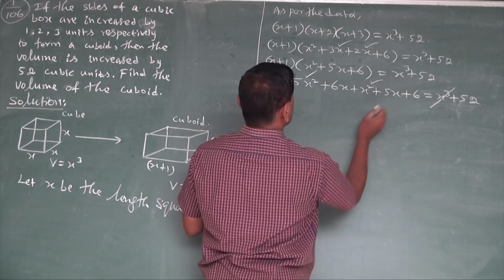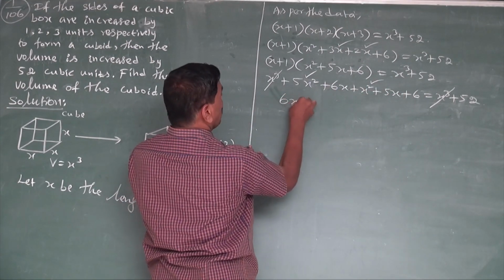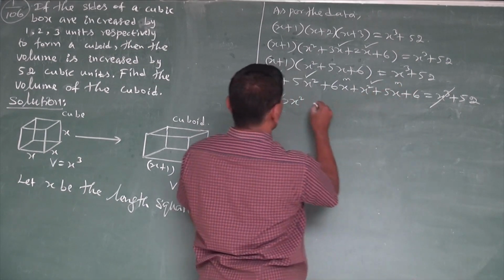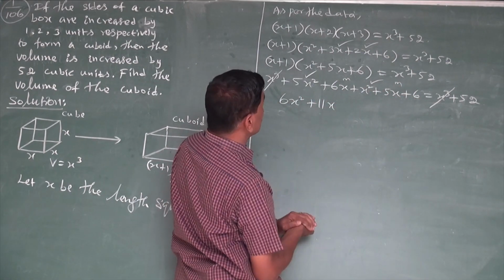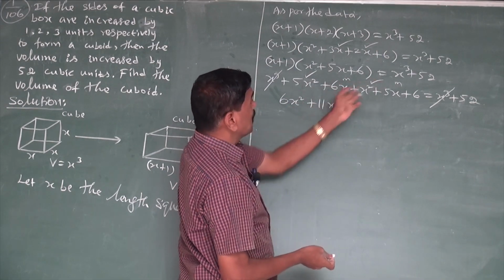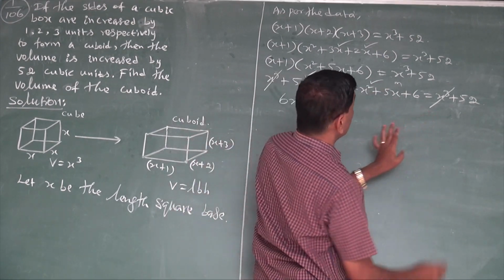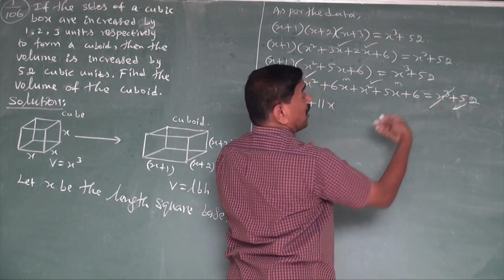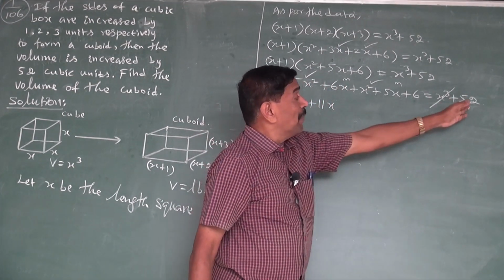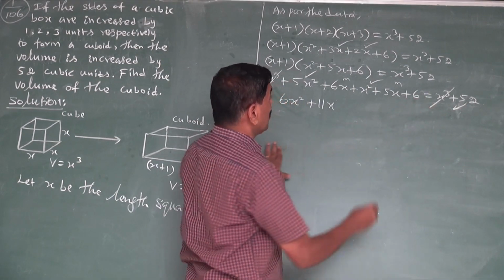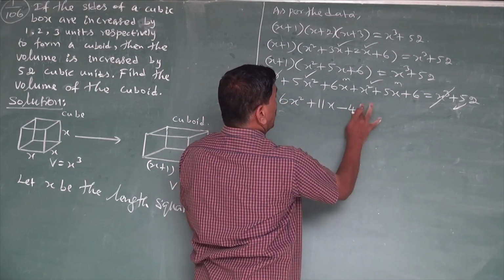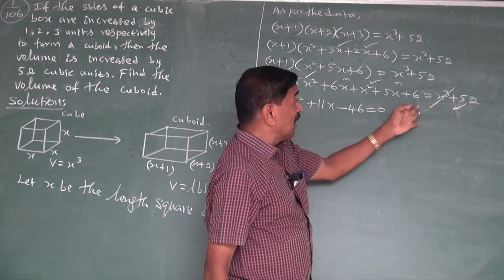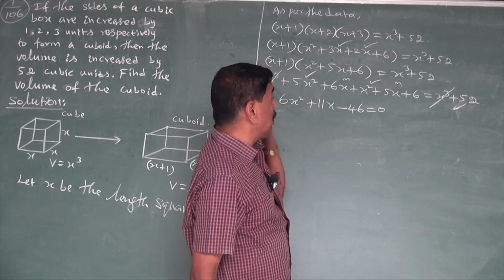Now identify the like terms. 5x square plus 1x square is equal to 6x square. Next, 6x plus 5x is equal to 11x. So plus 11x. Next it remains the constant terms only: plus 6 and plus 52. Plus 52 comes to the left side and becomes minus 52. So minus 52 plus 6 is equal to minus 46, which is equal to 0. Because the bigger number is negative, the answer is negative.